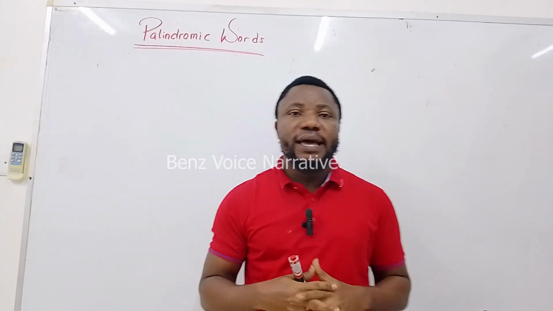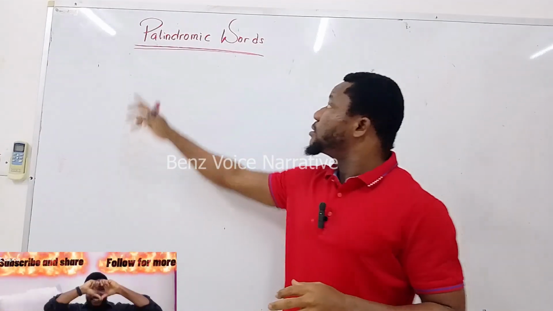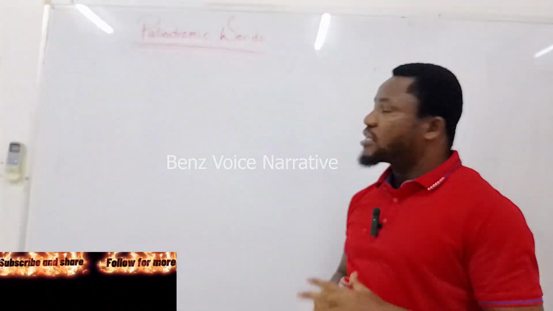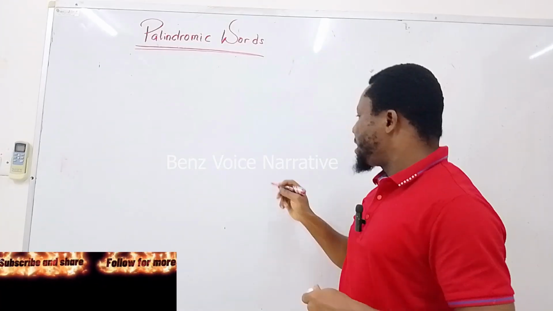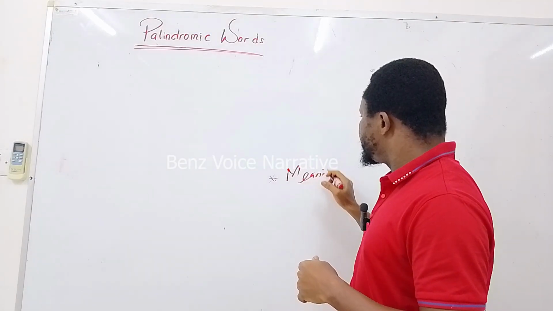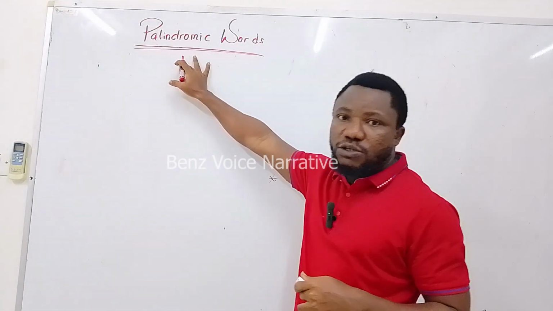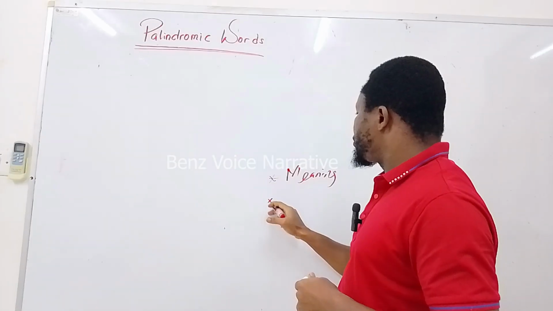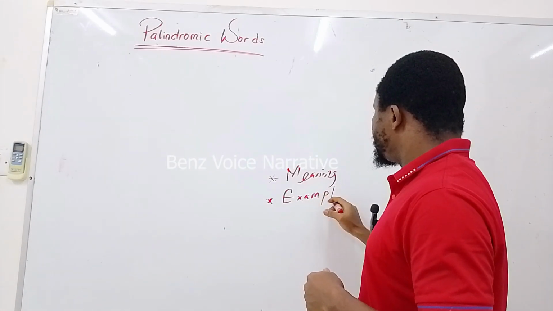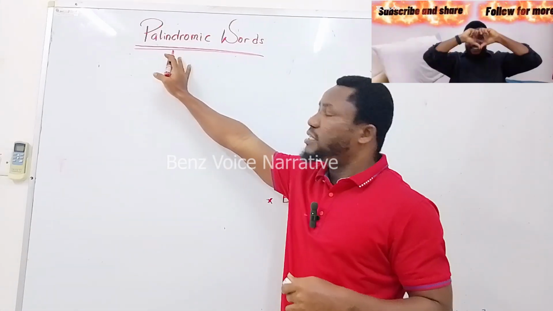So let's quickly talk about palindromic words. In this class, we have two things to achieve. The first is to look at the meaning of palindromic words. And number two, we want to look at the examples of palindromic words.